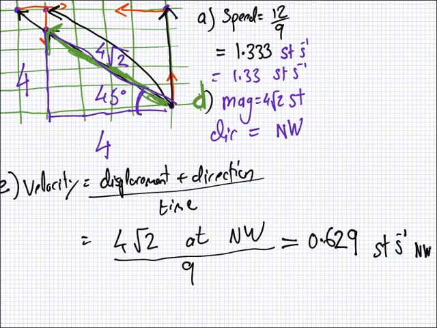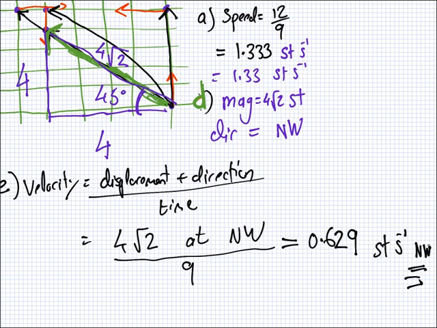northwest. Now, guys, you must not forget the direction. Why? Because velocity is a vector. So if it's a vector, it must have a direction. And in this case, the direction is northwest.